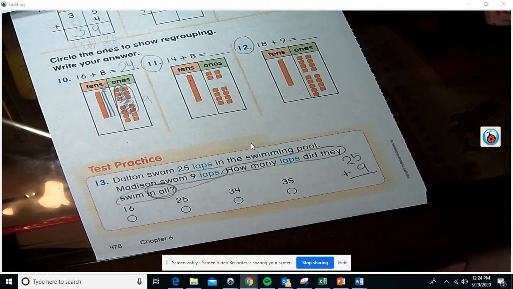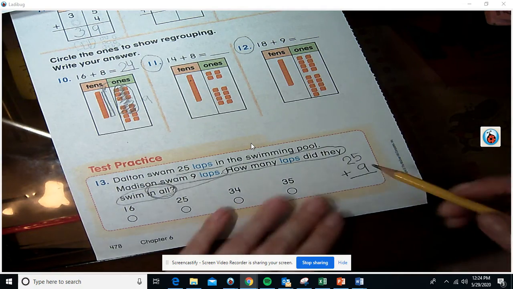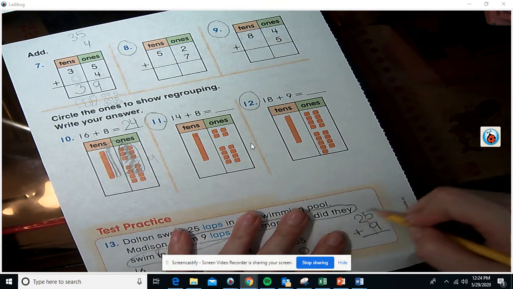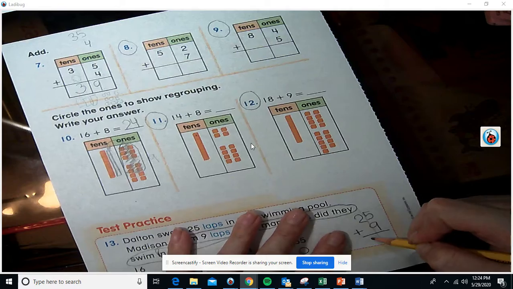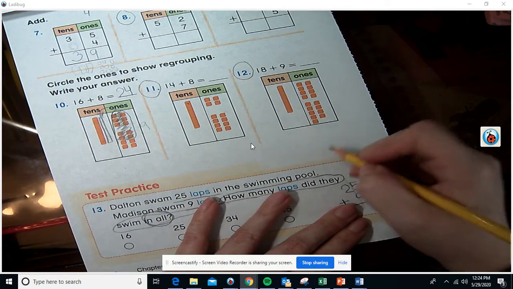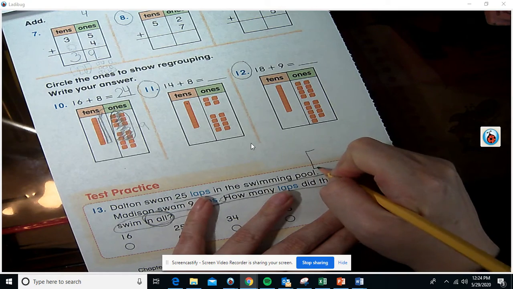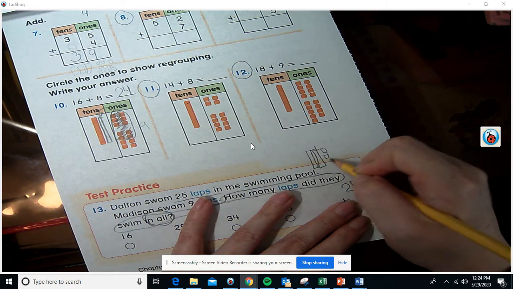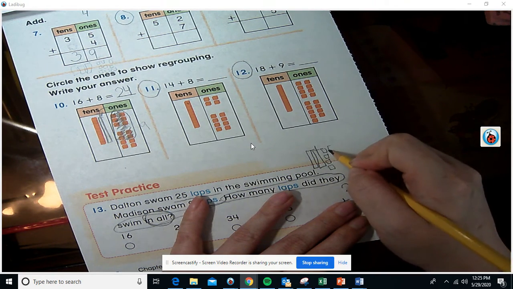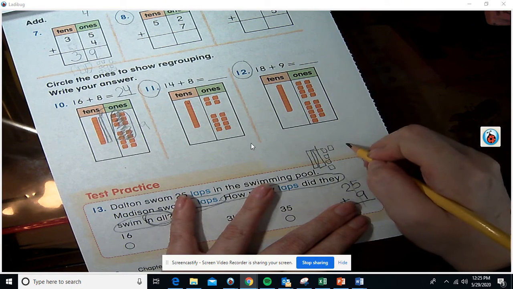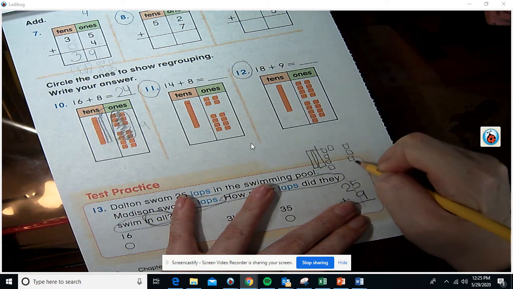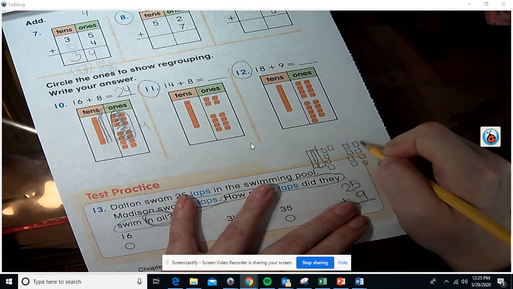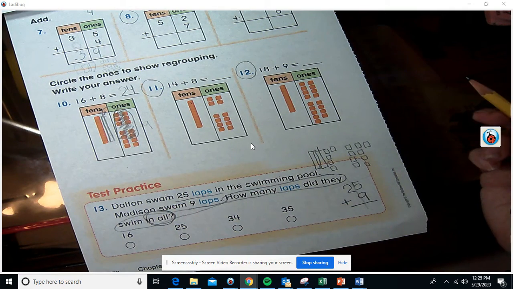25 plus 9. There are many ways that you can figure this out. You can do a T-chart like we did up here with our 10s and 1s. So you could do a T-chart and then add your 1s and then add your 10s. Or you can draw a picture. You can draw 25, 10, 20, 21, 22, 23, 24, 25, plus 9 more. 1, 2, 3, 4, 5, 6, 7, 8, 9. And you can add them like that.